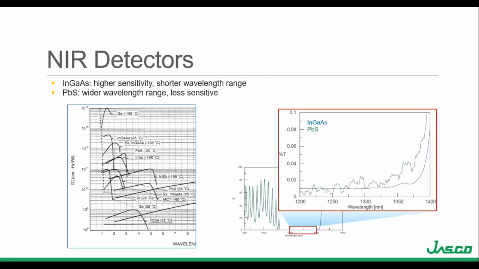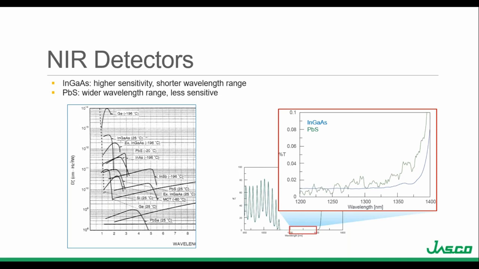JASCO uses two detectors for the near-infrared region, a lead sulfide detector and an InGaAs detector. So while the InGaAs detector is a photodiode, the lead sulfide detector is a photoconductive cell which operates similarly to a photodiode. However, unlike photodiodes, in a photoconductive cell, the resistance decreases as the light intensity increases, and the measured output is linearly proportional to the input incident light power.